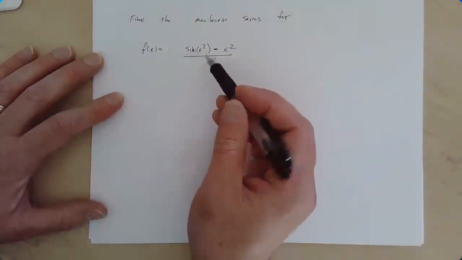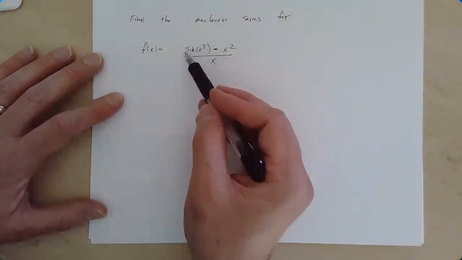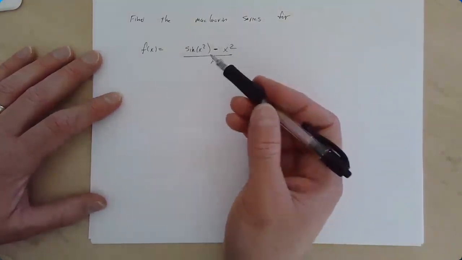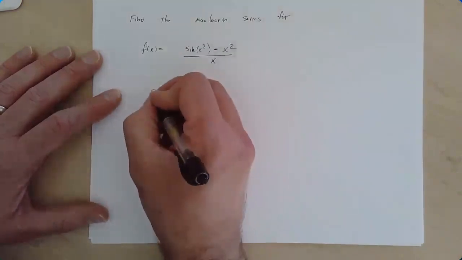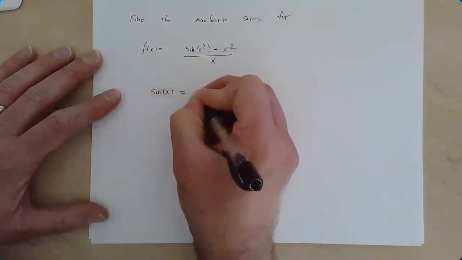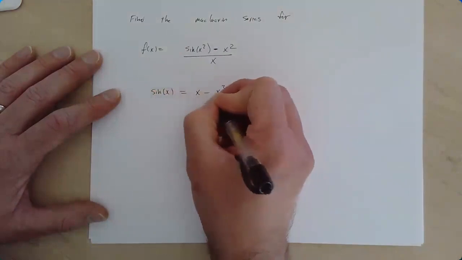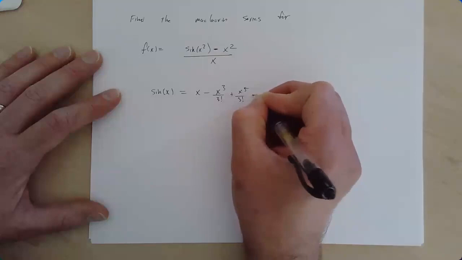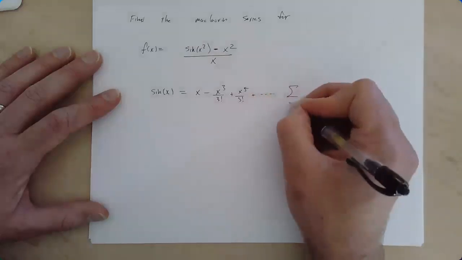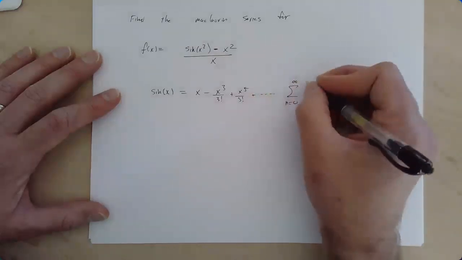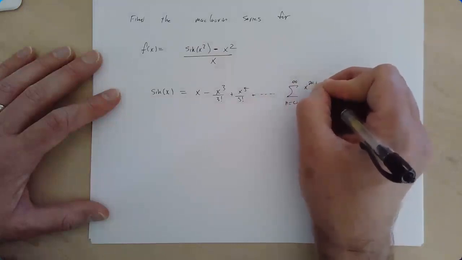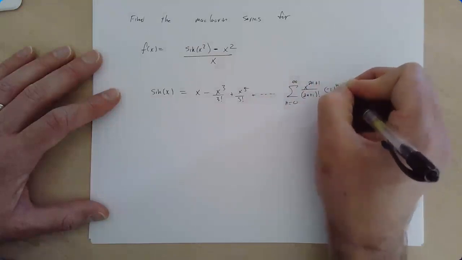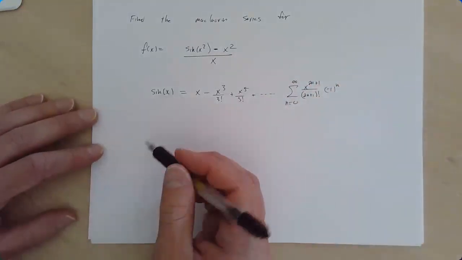So I'm just going to start with the complicated part. Sine of x squared is the only thing that really requires the Maclaurin series part. Everything else is just manipulation after that. So we know that sine of x is x minus x cubed over 3 factorial plus x to the 5th over 5 factorial, etc., which is the sum from n equals 0 to infinity of x to the 2n plus 1 over 2n plus 1 factorial, times -1 to the n. And I'm just going to replace x with x squared.